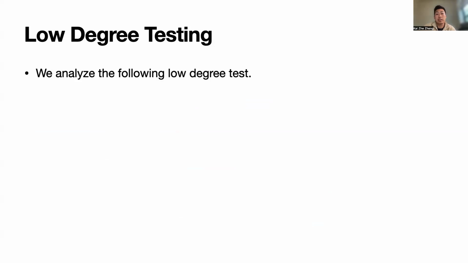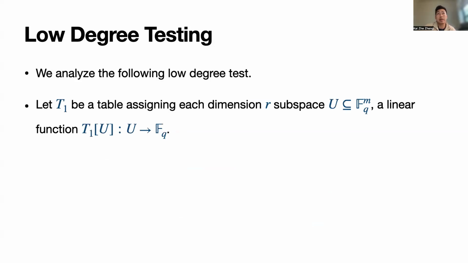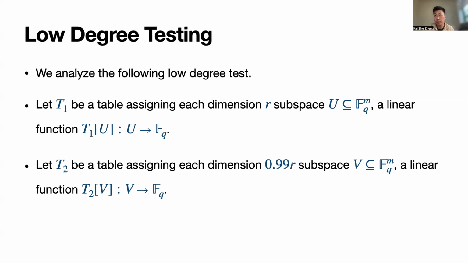So after many reductions, what we really end up analyzing is some low degree test. This test works as follows. We're given 2 tables. The first is T1, and it assigns every R-dimensional subspace U in a finite field vector space a linear function over U. T2 is the same thing, but for 0.99 times R dimensional subspaces.